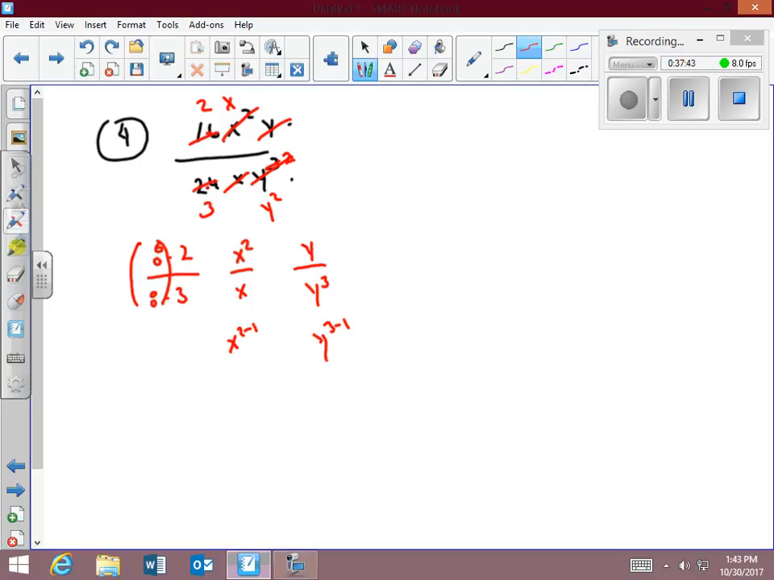Now what you have left is in the numerator you have a 2x, in the denominator you have a 3y squared. And that's your answer to the problem.